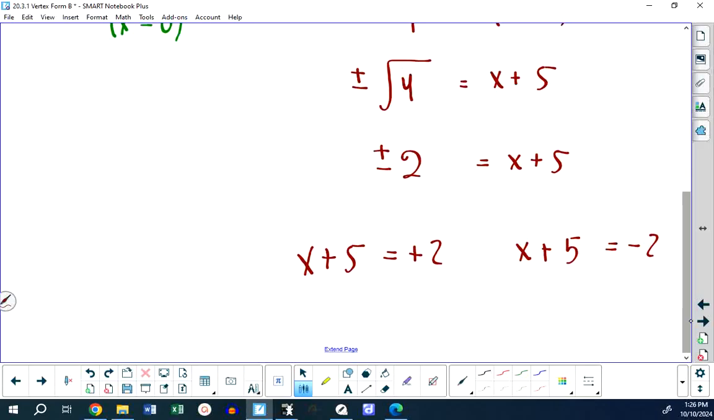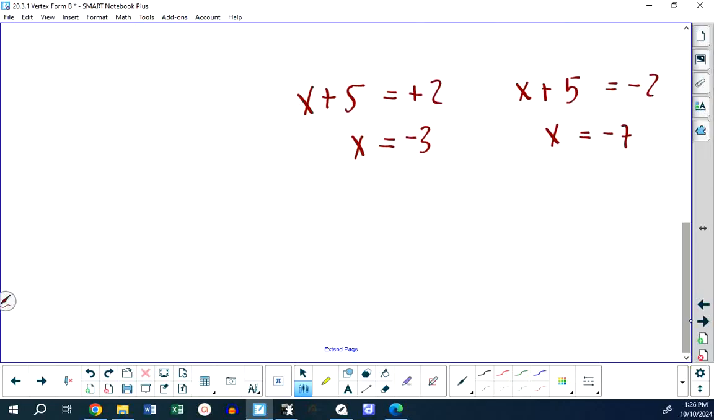It's 2 equations. So I subtract 5 from both sides here and I get -3. I subtract 5 from both sides here and I get -7. So those are the 2 x-intercepts. And, you know, let's get in the habit. You don't always have to do this. But if you're asked for x-intercepts, let's write them this way.